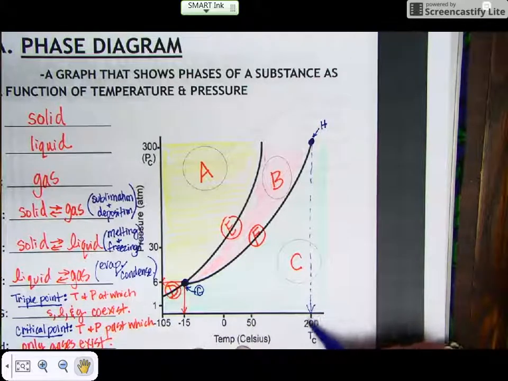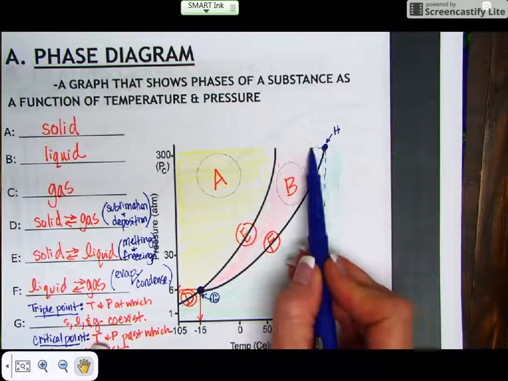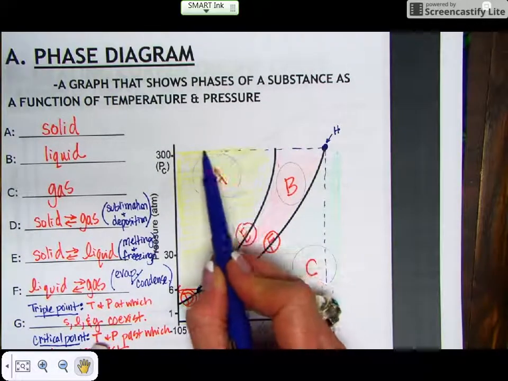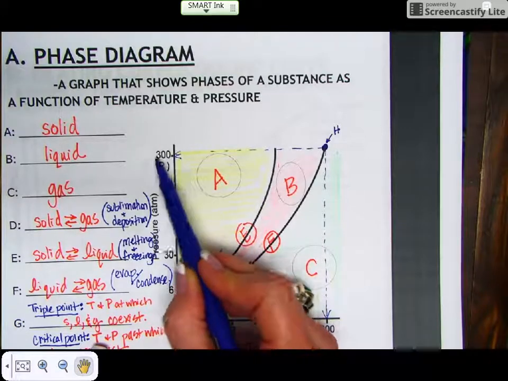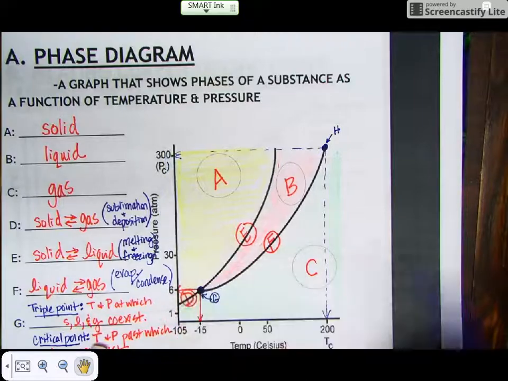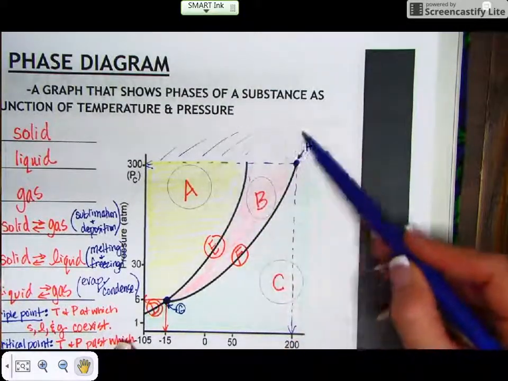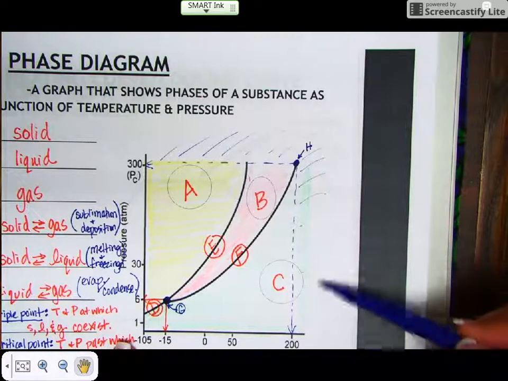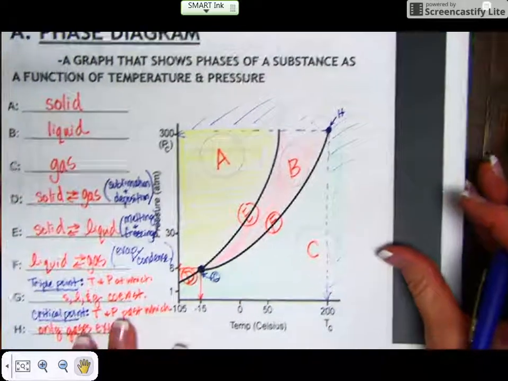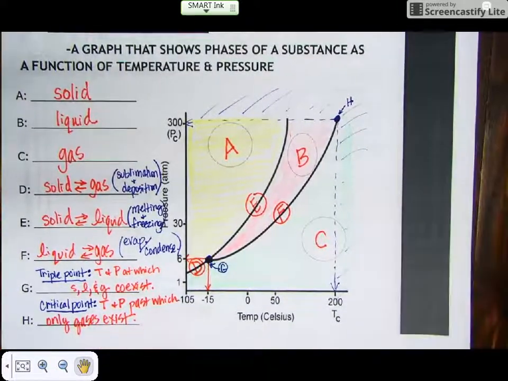So the critical temperature here is 200 degrees Celsius for this substance, and the critical pressure, you read it back to the pressure axis, that's what P sub C, critical pressure, is 300 atmospheres. So anything past that, only gases can exist. Okay, so that is the phase diagram. Next, we'll look at the heating curve.